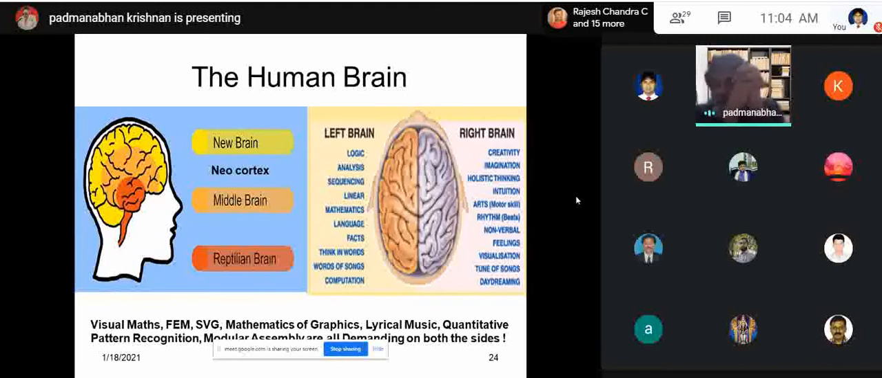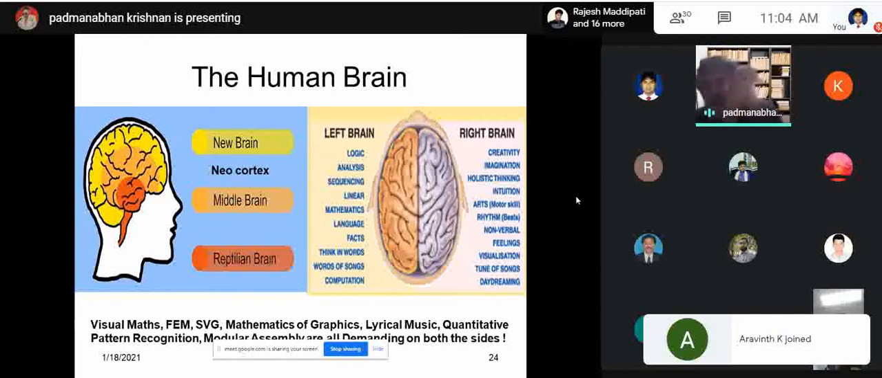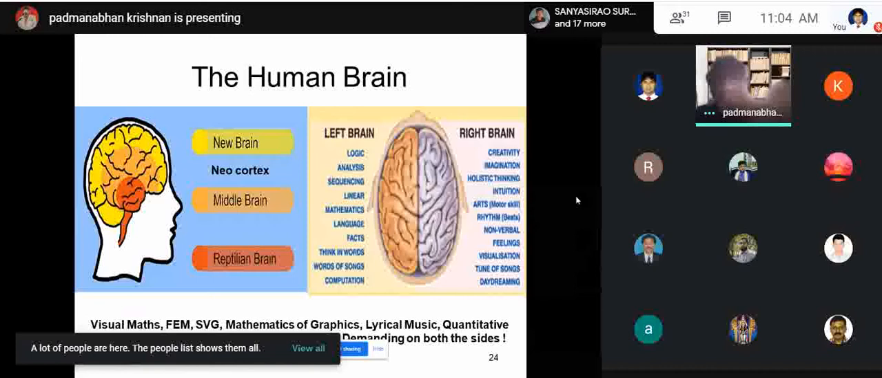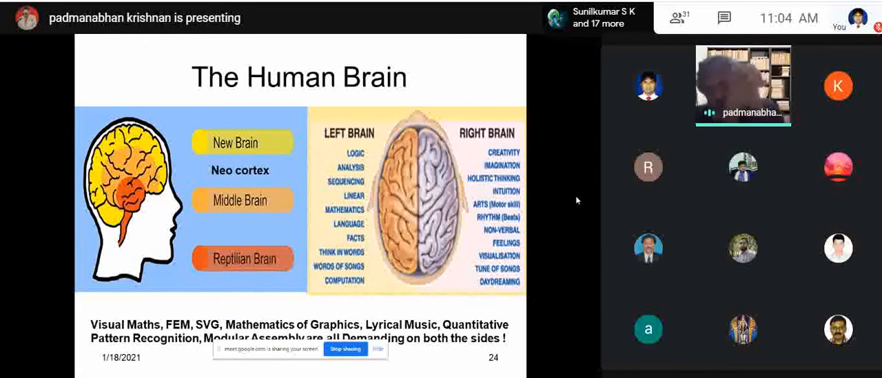Intuition, arts, rhythm. Now, if you're doing vibration analysis and mode separation as a musical instrument, modeling and simulation, you need the right word. Non-verbal, understand. And then feelings are right brain. Visualization, like FEM is all, right? Formulation and visualization. So you need a lot for FEM. Good FEM operators normally are good with their left brain and right brain thinking.